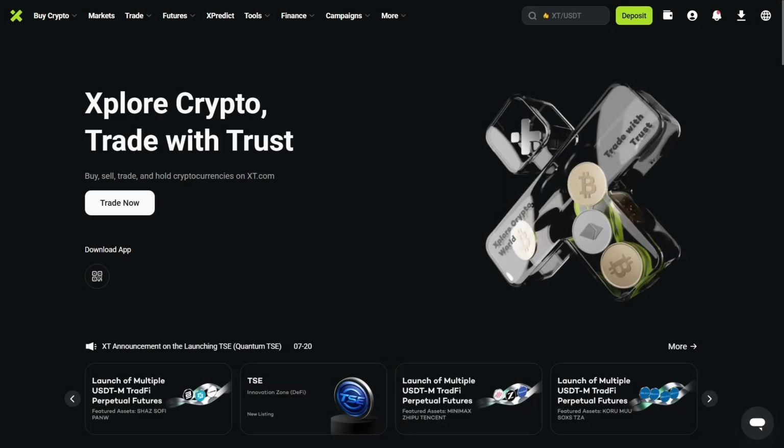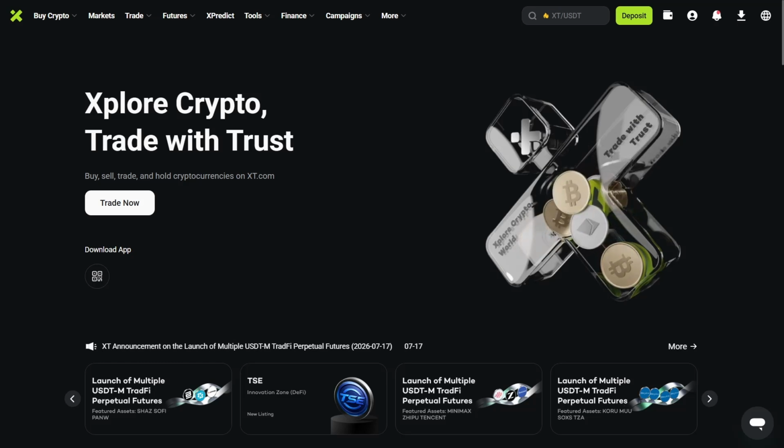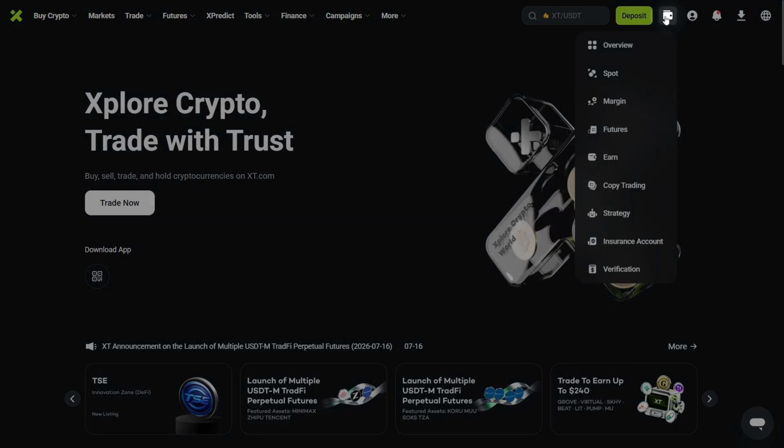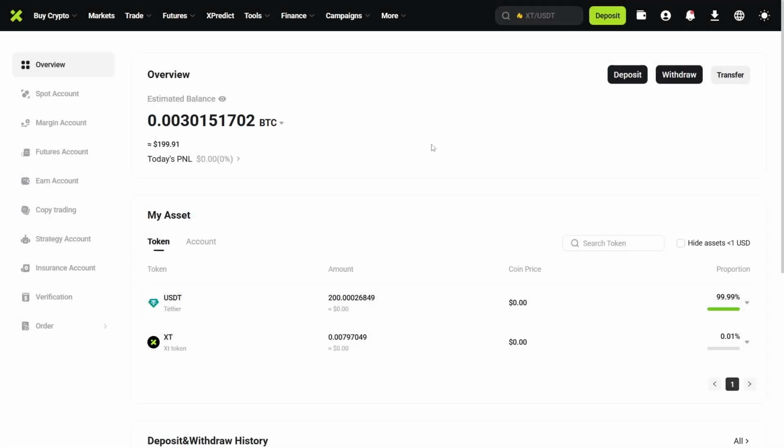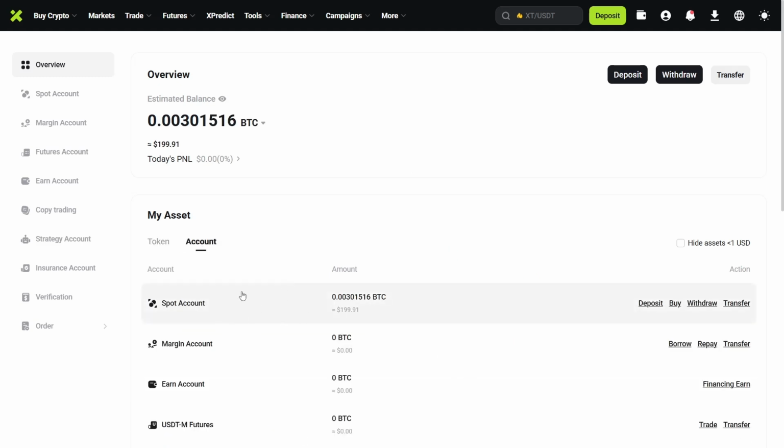Before we start, the first thing we need to do is make sure we've deposited funds into the right account. So on the top, we're just going to head to our wallet icon and then click on Overview. We can see I have 200 USDT. I want to make sure these funds are in my futures account, as this is the account that copy trading uses. We can see if we click on account that my USDT is in my spot account.